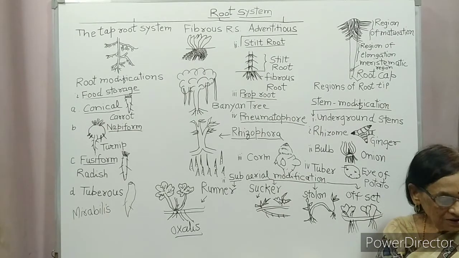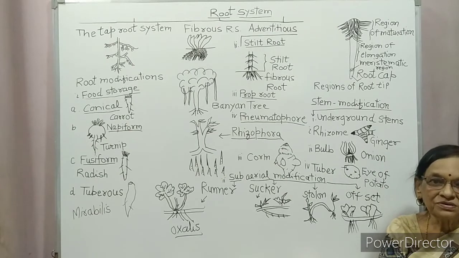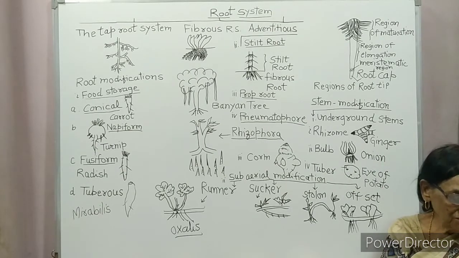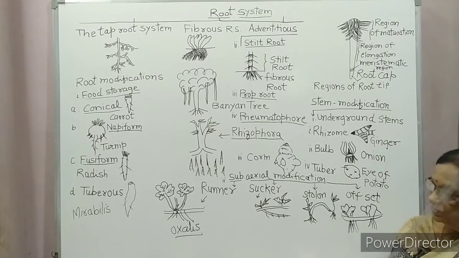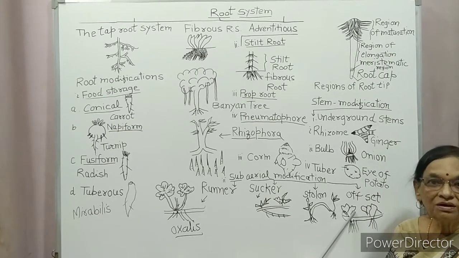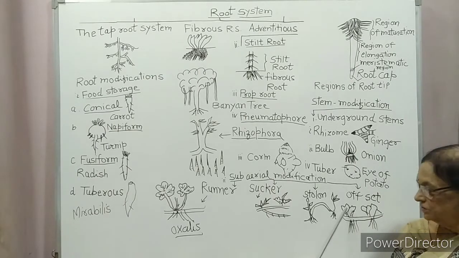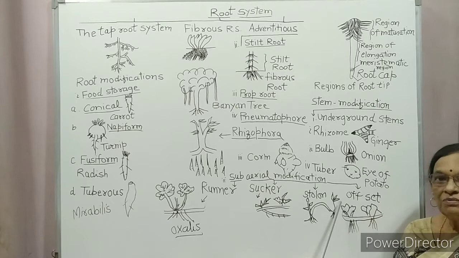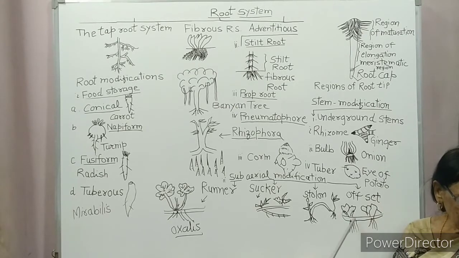Then offset. It is a lateral branch of stem with short internode. At every node there is a rosette of leaves, means a cluster of leaves arises from every node, and adventitious root downward. Generally it is found in aquatic plants like Pistia and Eichhornia.